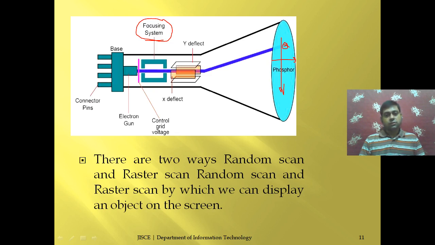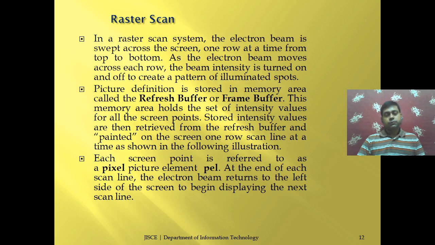Here, pointing dots on the screen, or creating the illumination dots on the screen, is done in two different ways. One is random scan, another is raster scan. In the coming slides we will discuss these two, starting with the first one, raster scan.